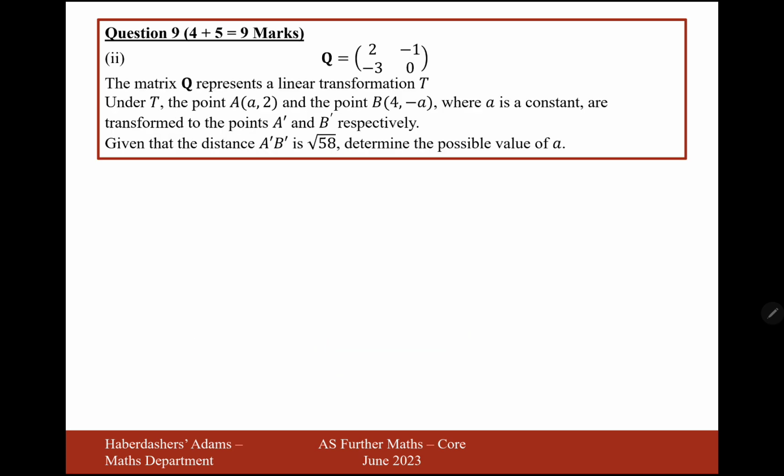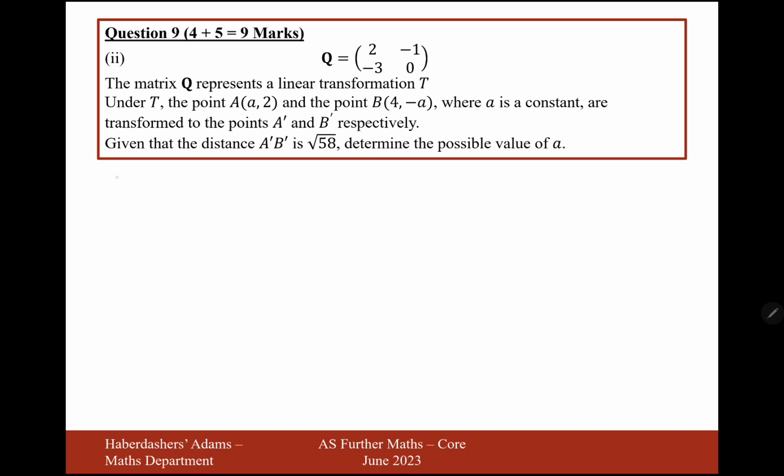Moving on to the next part now, we have a matrix Q, which is 2, minus 1, minus 3, 0. The matrix Q represents a linear transformation T. Under T, the point A, which is (a, 2), and the point B, which is (4, minus a), where a is a constant, are transformed to the points A dash and B dash. Given that the distance between A dash and B dash is root 58, determine the possible values of a.